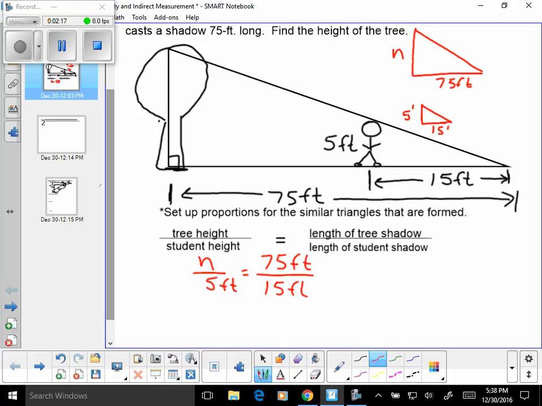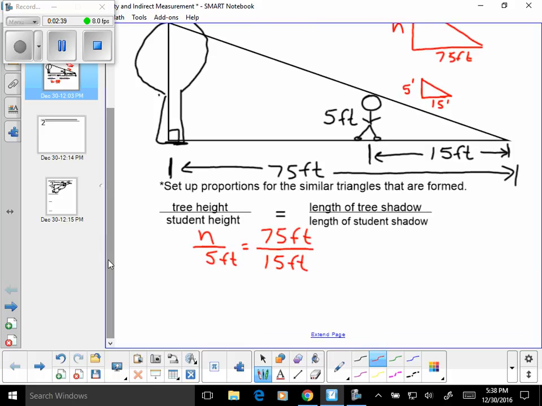15 feet. Again, if we're going to have the tree as a numerator, then it needs to be the numerator for both sides of the proportion. If we're going to have the student being the denominator, then it has to be the denominator on both sides of the proportion. You could actually flip this and go 5 over n equals 15 over 75, and you will get the very same answer.